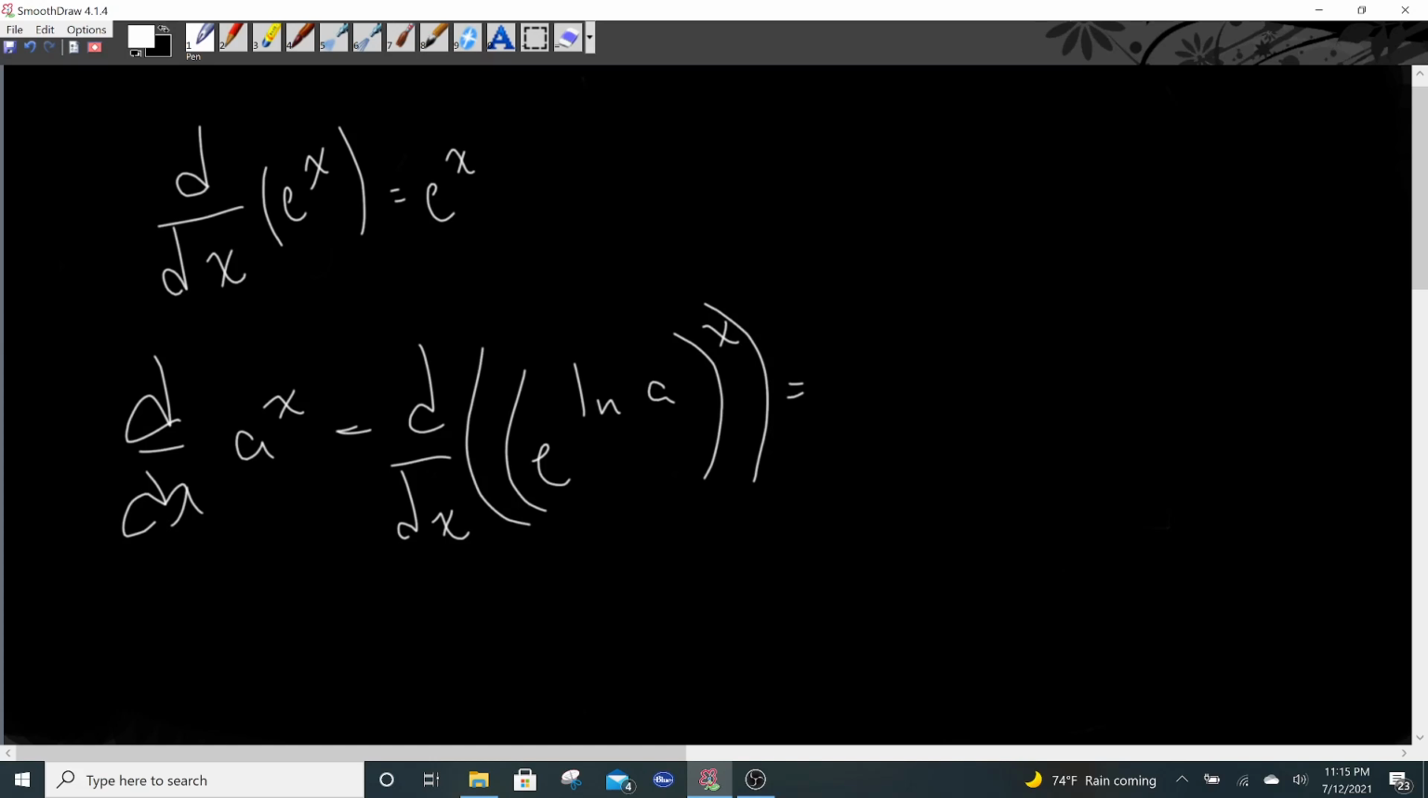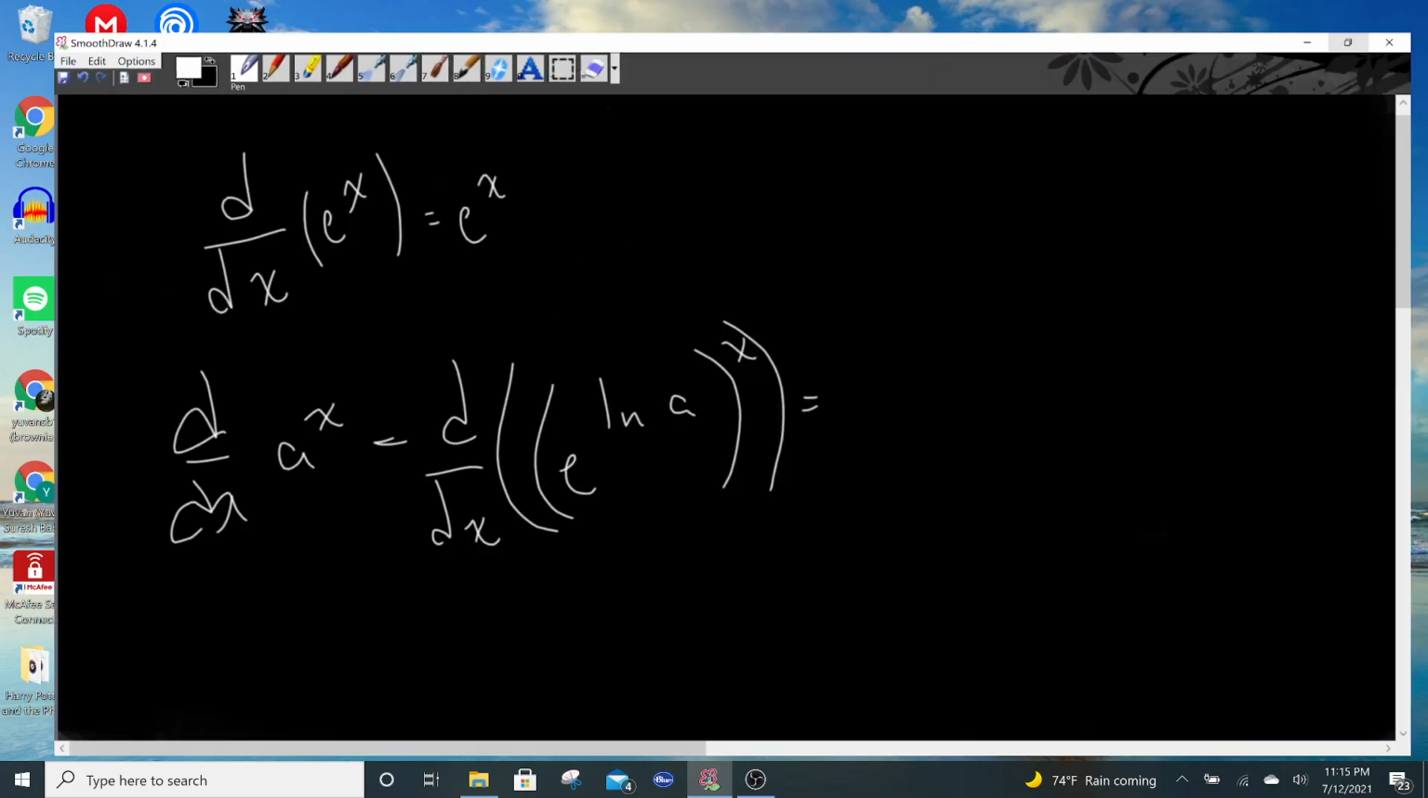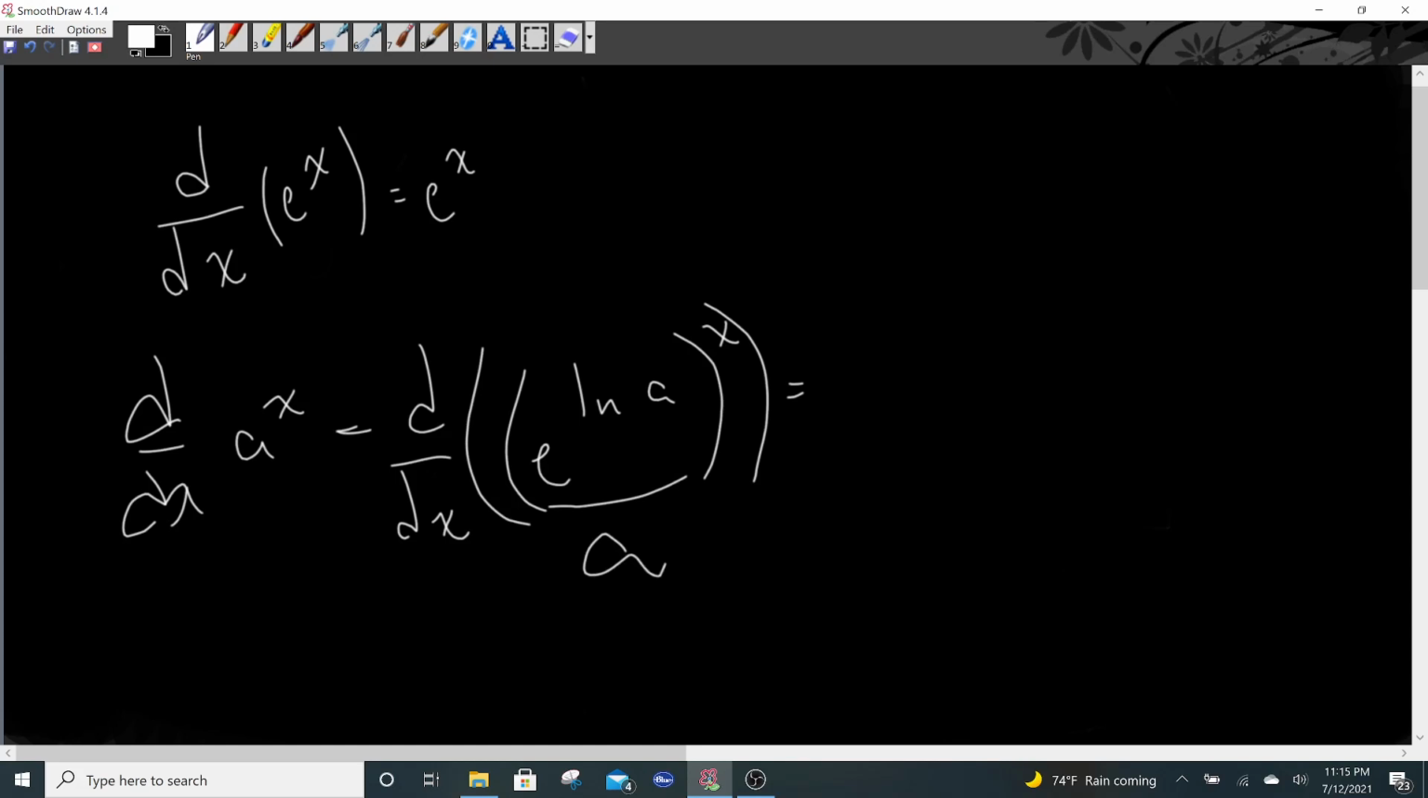And that's just what we're saying. If this is a, then a to the x is obviously going to be that to the power of x. If we were to take the derivative of this, we would have to use the chain rule. Let's think. So e to the ln a to the power of x. Well, we're not going to use the chain rule right now. We're just going to simplify this exponent a little bit.